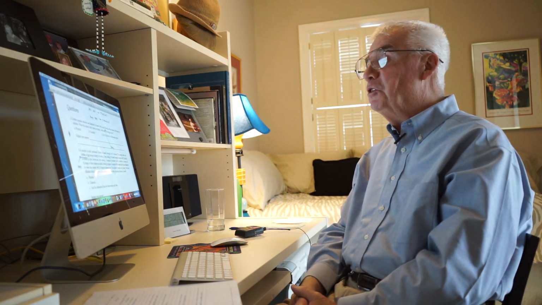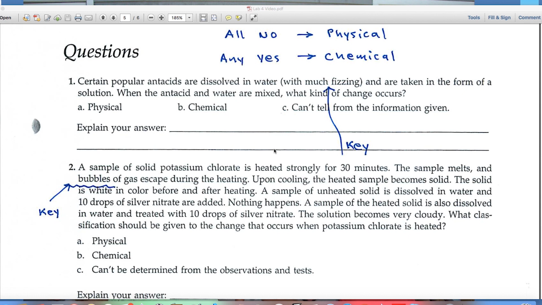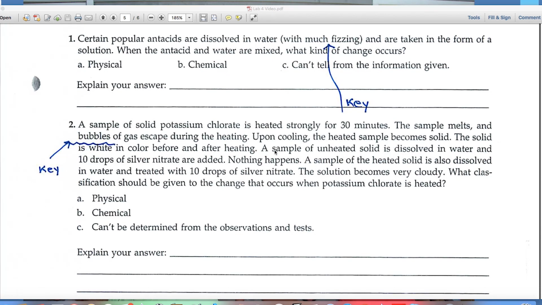Let's look at the questions at the end of the chapter. Sometimes these are tough. Certain popular antacids are dissolved in water with much fizzing. That with much fizzing is sort of a key phrase, because when a gas is given off, sometimes we describe it as bubbling, or gas is given off, or fizzing. There are different words that we can use, but it indicates that something new has been created, and that gas is bubbling to the surface.